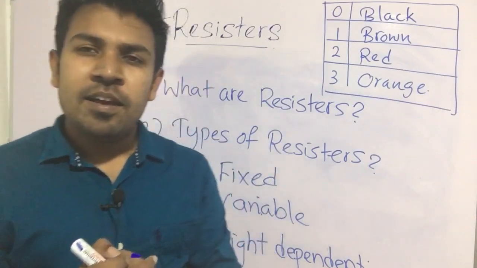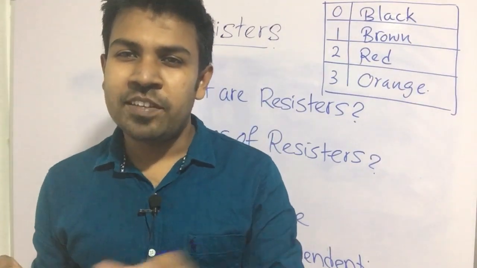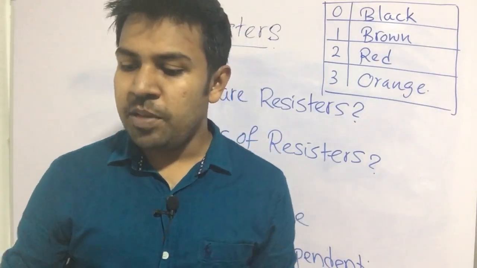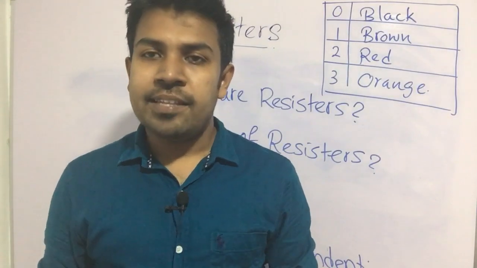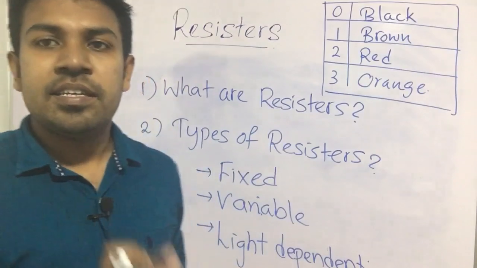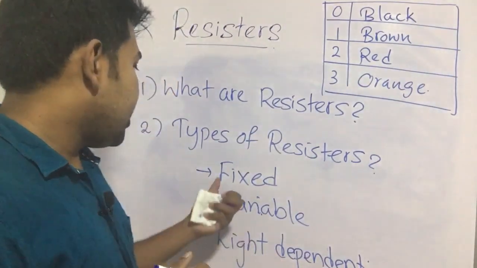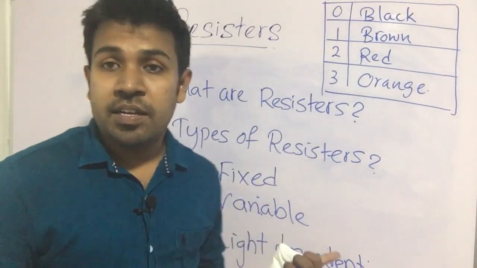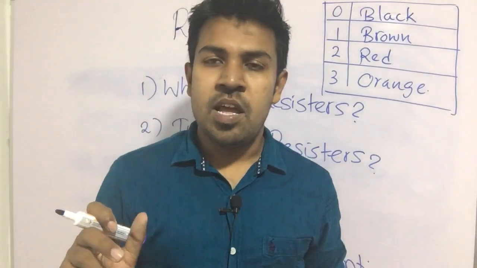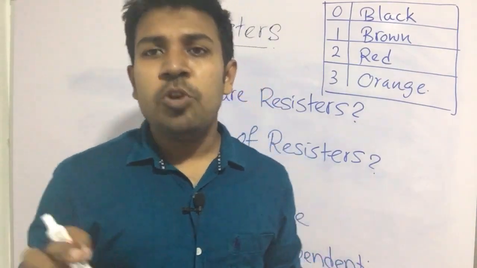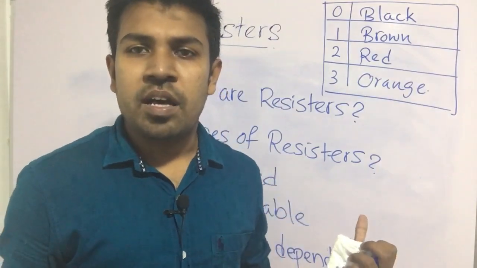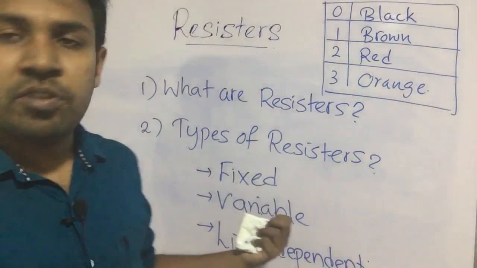Simply we can't change the value of the resistor, and that will be applied into the instrument and cannot be changed. It will be fixed, and the resistance is a fixed value. Then the second one is variable resistors. Variable resistors means we can change the resistance. For example, in some volume controllers, especially for televisions and radios, volume controllers are used. This is one example for the variable resistors.